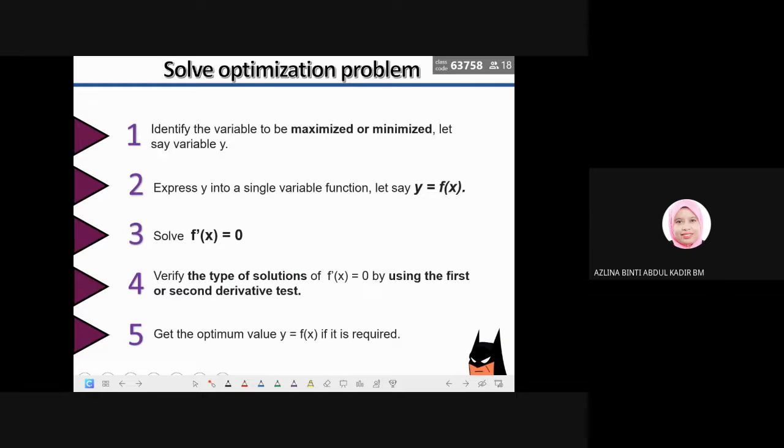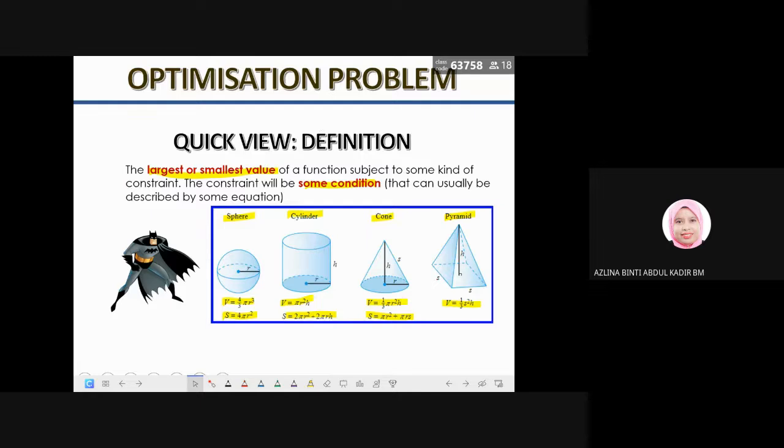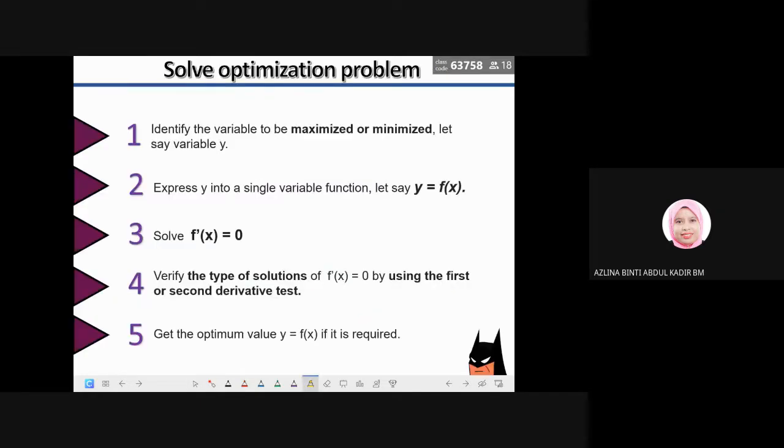Okay. To solve optimization problems, we have some steps, okay, to follow lah. Okay, first, identify the variable to be maximized or minimized. Okay, let variable y. Okay, y in terms of apa? Okay, and then you express y into a single variable function. Let's say y is equals to f(x). Y in terms of x.